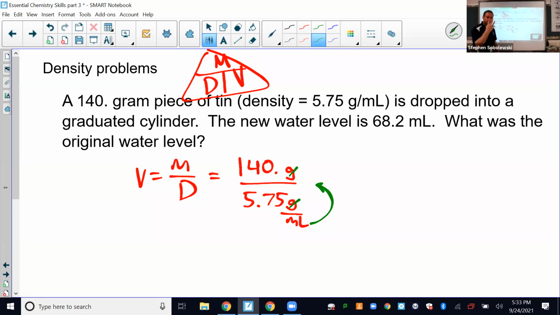Let's check our sig figs. 140 point, that's 3 sig figs. 5.75 is 3 sig figs. The answer is 24.3 milliliters. Now that's not our final answer. That's the volume of the object.